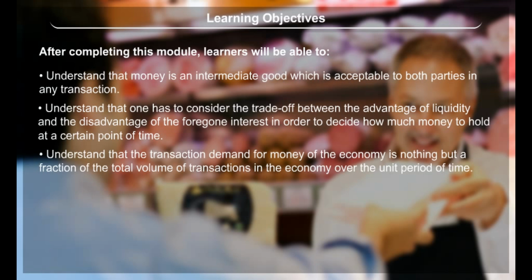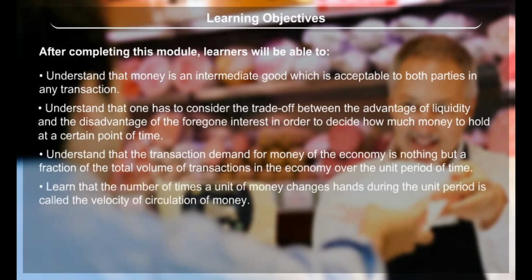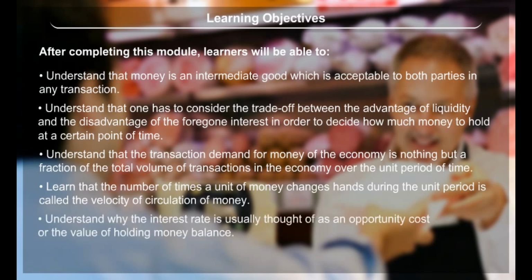Understand that the transaction demand for money of the economy is nothing but a fraction of the total volume of transactions in the economy over the unit period of time. Learn that the number of times a unit of money changes hands during the unit period is called the velocity of circulation of money. Understand why the interest rate is usually thought of as an opportunity cost or the value of holding money balance.